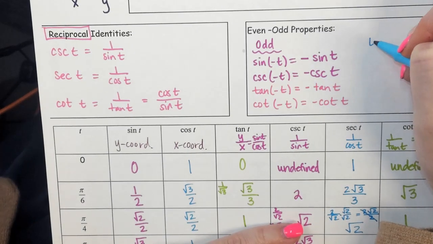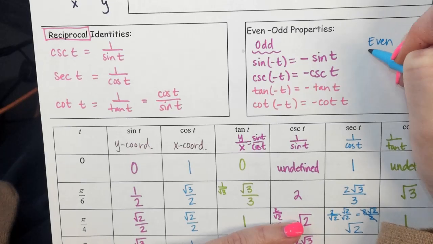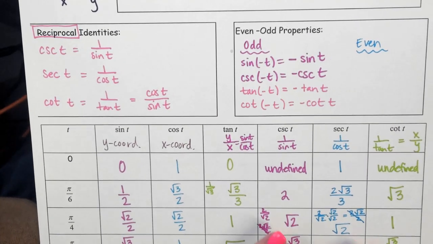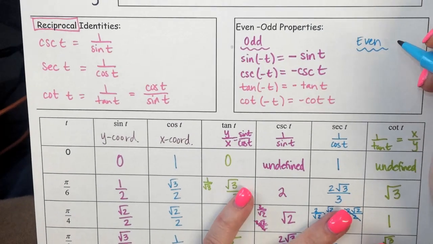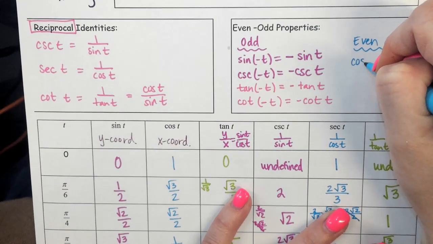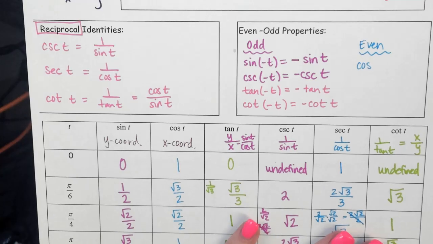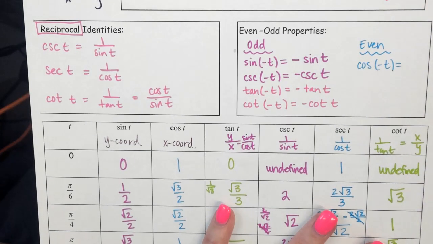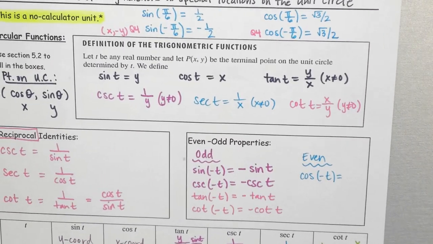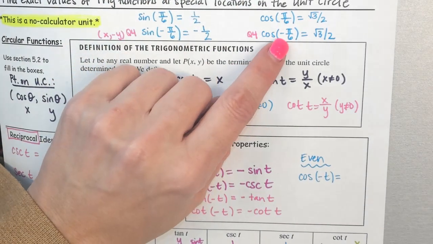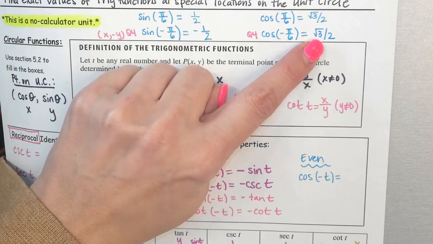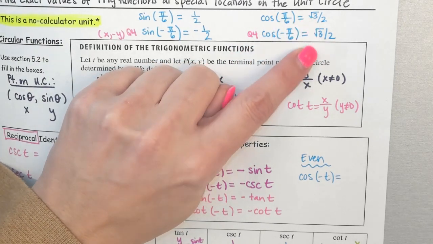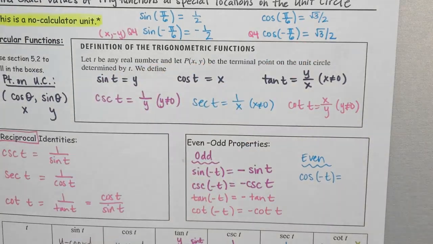And there is an even function, that is the cosine. Okay, if it is even, let's see if we can decide what happens. If you do the cosine of a negative value, let's see what it's equal to. So the cosine of negative pi over 6 was root 3 over 2. The cosine of pi over 6 was root 3 over 2. Okay, so these two values are the same.